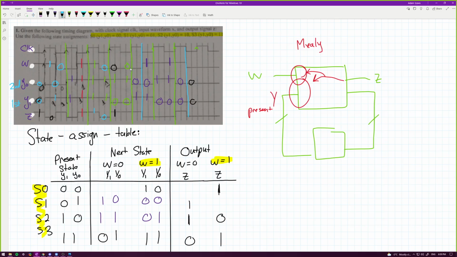Okay. And then from here, now we're in state 0-0, and your input is 0, so your output is also 0. Okay, we got that there.